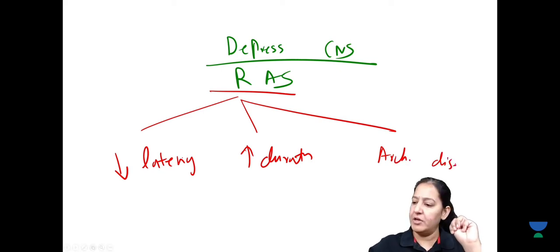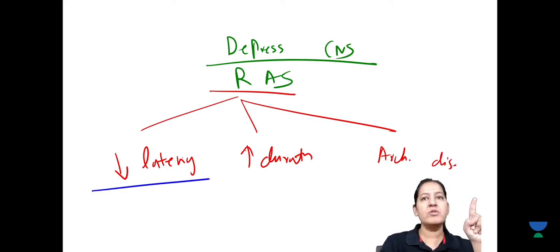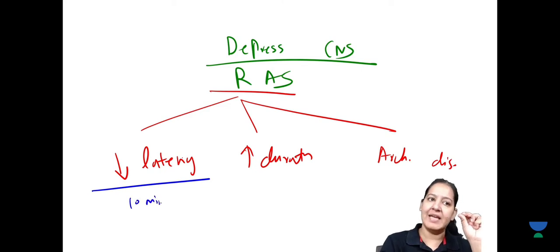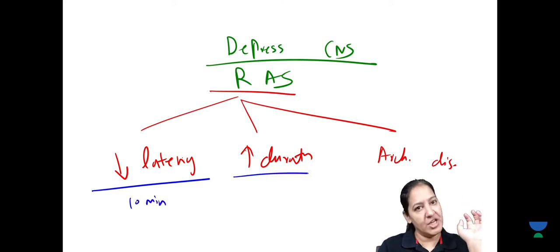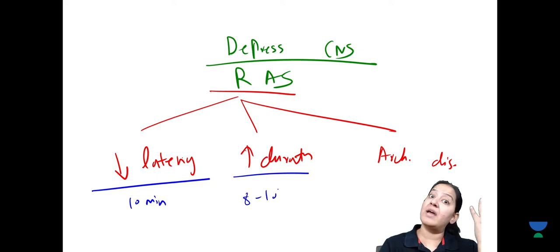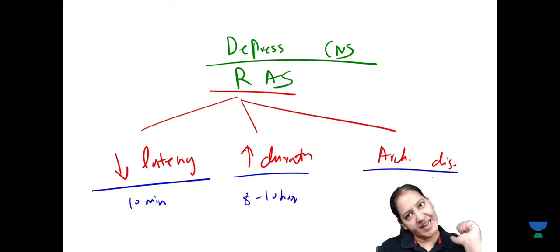You can give the details of all. Sleep latency reduced. So within 10 minutes, the person will get sleep after going to the bed. Duration is increased. So the person will sleep for 8 to 10 hours. Architecture is disturbed. So REM duration will decrease, and stage 3, 4 of non-REM will decrease.